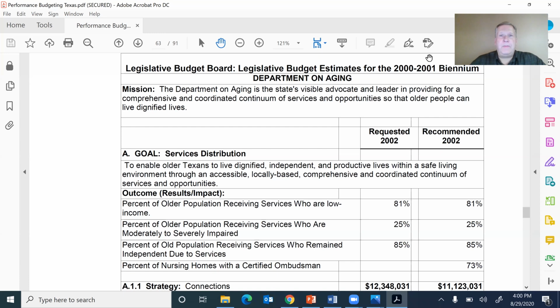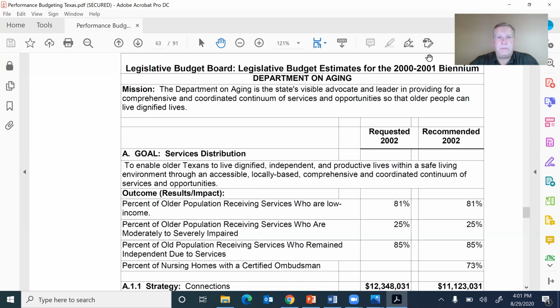Okay, and here's an example of a performance-based budget. This is a performance-based budget from what's called the LBB, the Legislative Budget Board for the state of Texas. Texas has a very legislatively dominated budget process, and a lot of their budget process is controlled by this Legislative Budget Board. So here's an example of a performance-based budget for the Department of Aging.